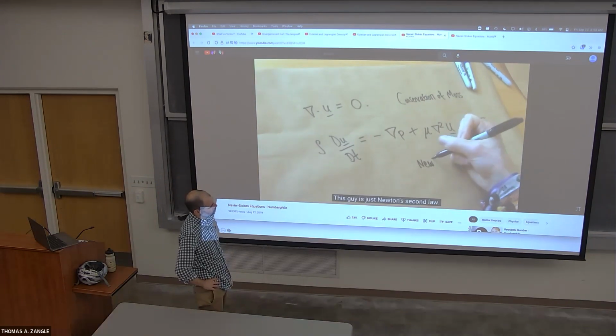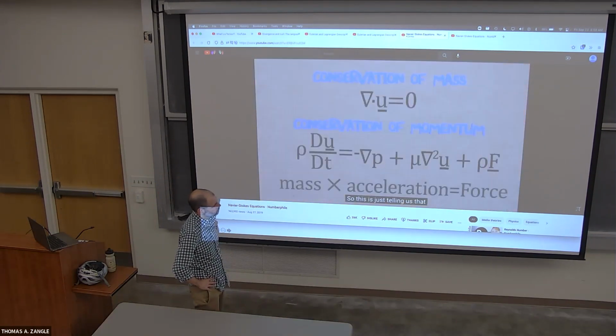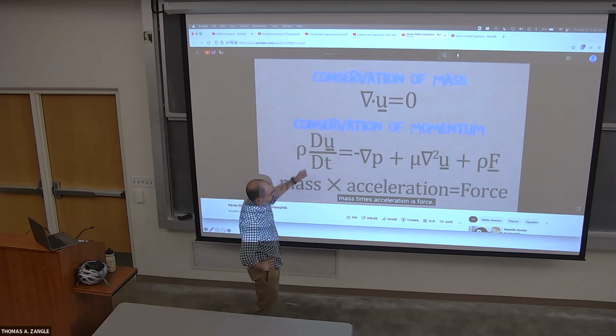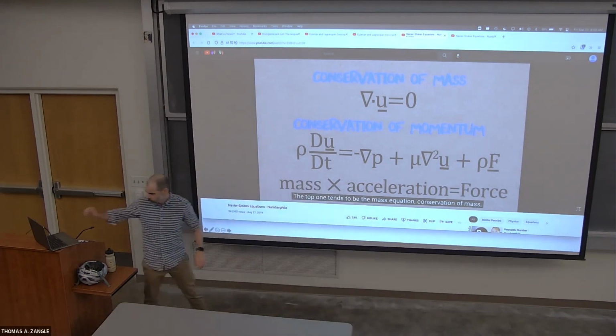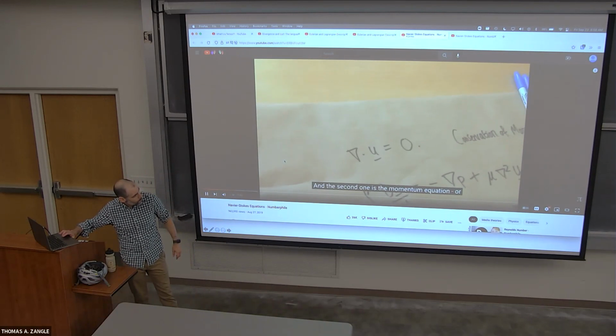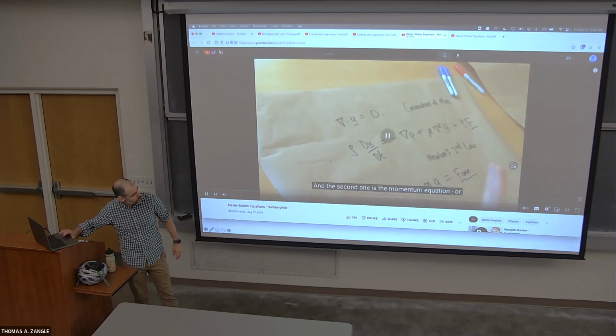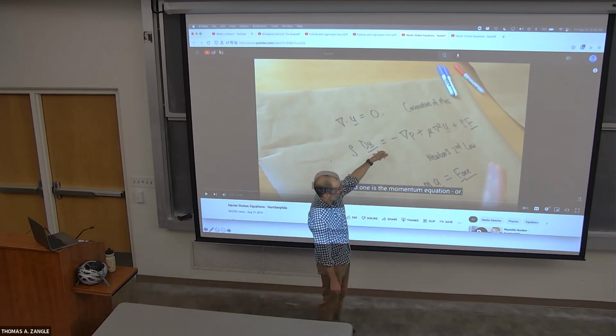This one is just Newton's second law. So this is telling us that mass times acceleration is force. The top one tends to be the mass equation, conservation of mass, or the incompressibility equation, and the second one is the momentum equation, the momentum equation for force.